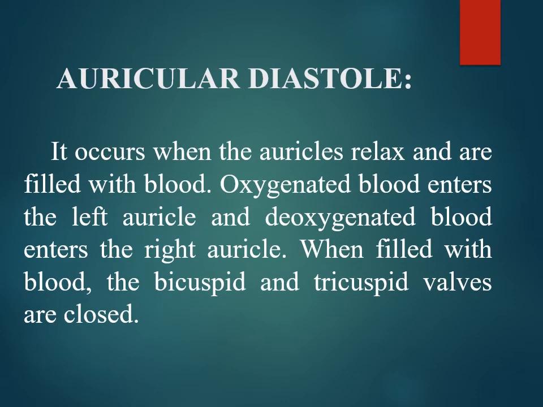Therefore, if we look at the auricles, then we have the diastole in auricles and the systole in auricles. We call it auricular diastole. And what is auricular diastole? We say it occurs when the auricles relax and are filled with blood. Oxygenated blood enters the left auricle and deoxygenated blood enters the right auricle. When filled with blood, the bicuspid and tricuspid valves are closed. So when these valves close, they now hold the blood that enters the right auricle and the left auricle.